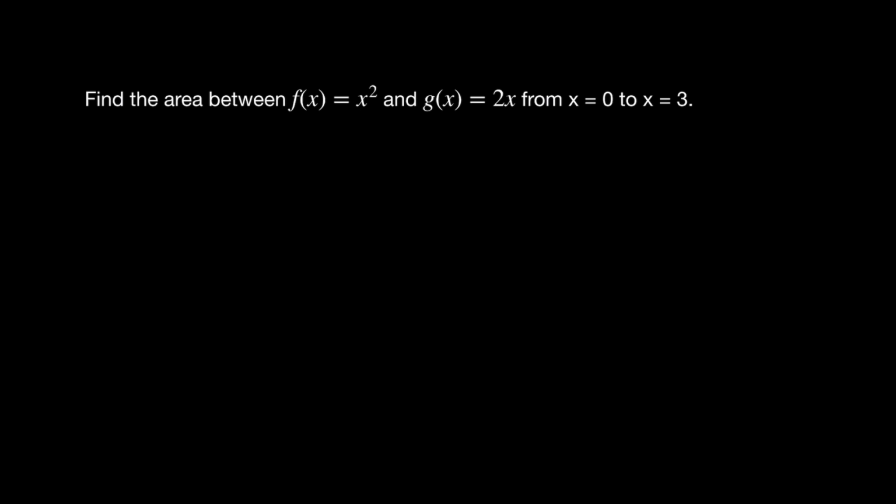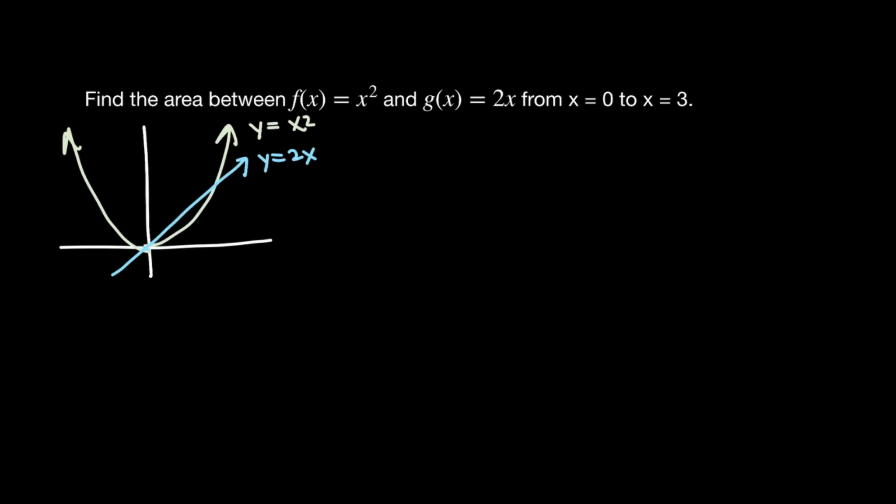All right, let's do another example. Find the area between f of x equals x squared and g of x equals 2x from x equals 0 to x equals 3. I'm going to start by graphing these functions by drawing a picture. Y equals x squared is a parabola. Y equals 2x is a line that goes through the origin.